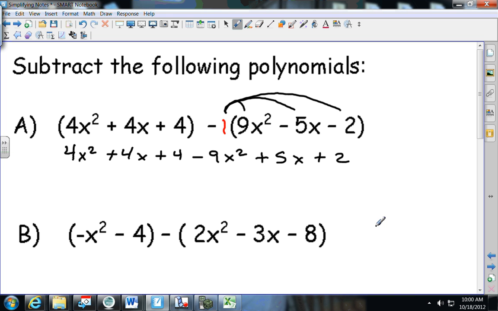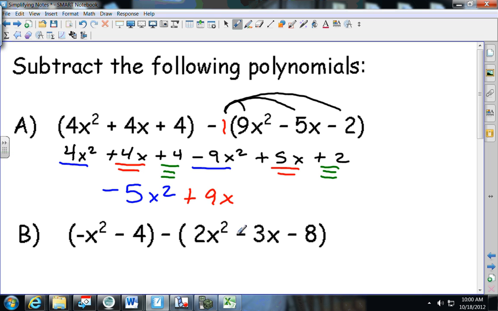Once you distribute, now put them together just like we were. Now I'll go through and I have 4x squared minus 9x squared. Negative 5x squared. Then I will put my x's together. 4x plus 5x. 9x. 4 plus 2 is 6.